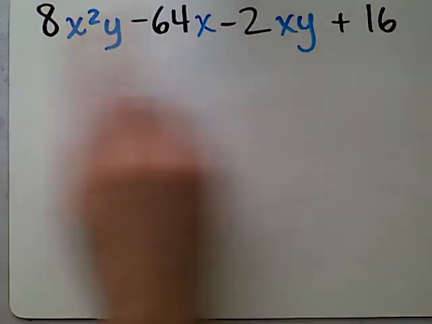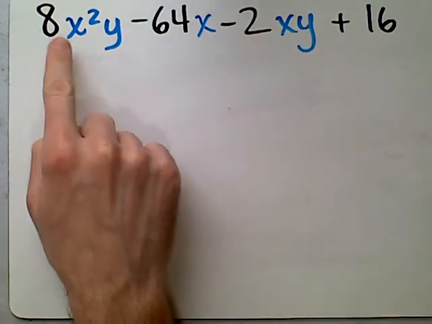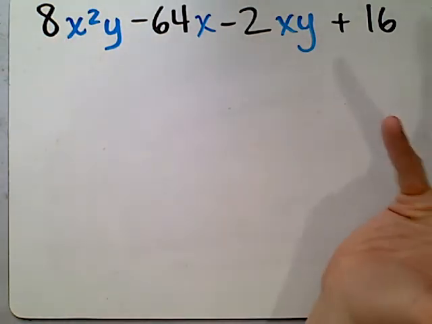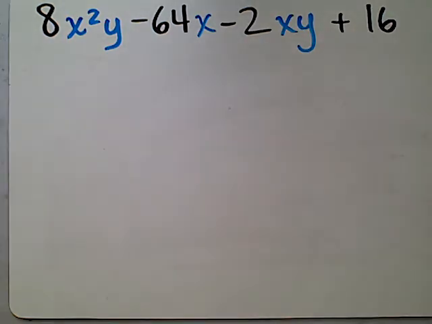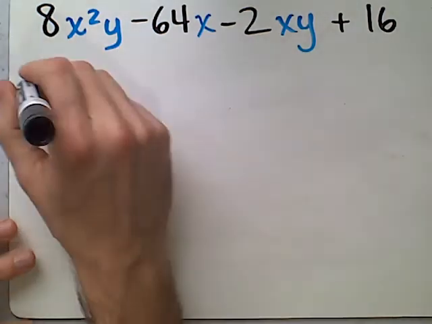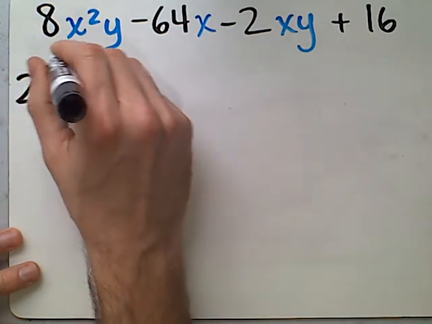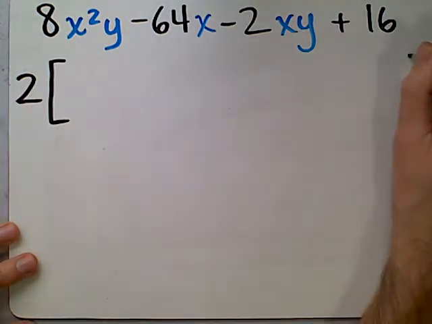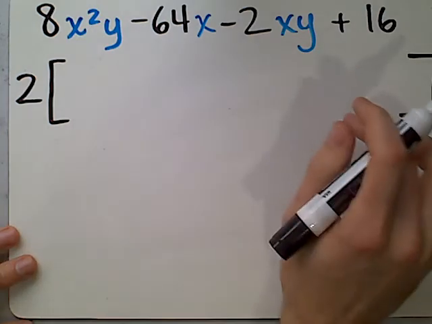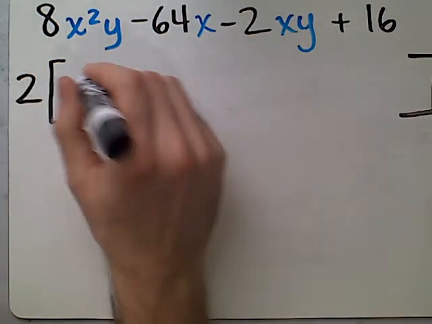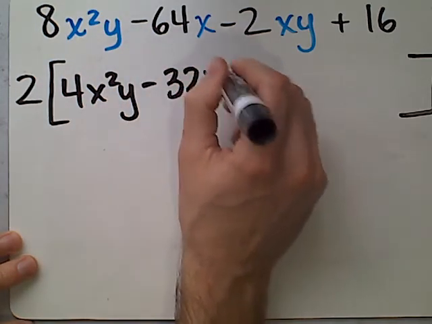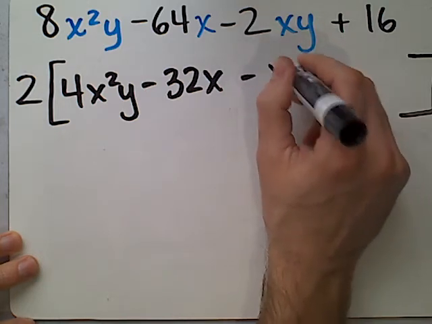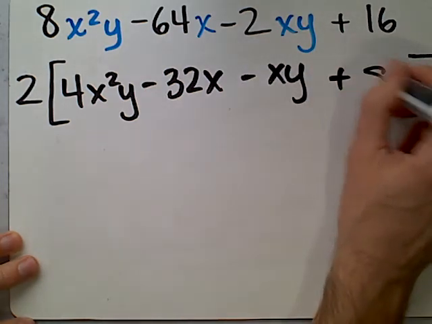If you look at just the coefficients for right now, you realize they're all even numbers. And what that means is we can factor out a positive 2. So we want to look at all of these. And in the questions that follow, I want to make sure that you're factoring out that GCF first and leaving the rest for later. So what I'm going to do here is factor out the 2, and I'm going to use this bracket to keep the rest of the question within. I'm going to take out the 2, and leave a 4x squared y, a negative 32x, a negative 1xy, and a positive 8.